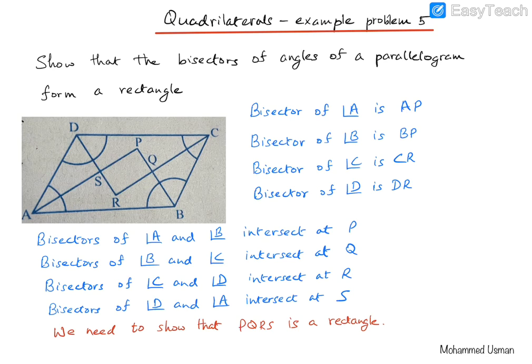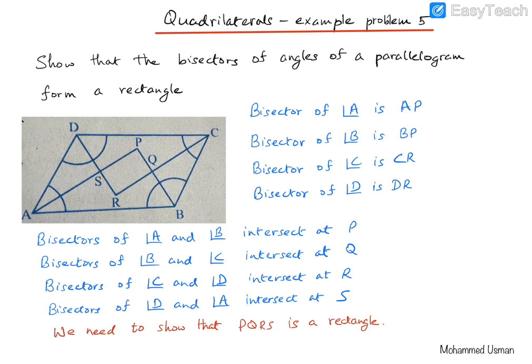And these bisectors of the angles meet at certain points. For example, the bisector of angle A and the bisector of angle B meet at P. So bisectors of angle A and B intersect at the point P, which is here. The bisectors of angle B and C, which is this line and this line, that is BP and CR, intersect at Q. The bisectors of angle C and D intersect at the point R. And the bisectors of angle D and A intersect at the point S.